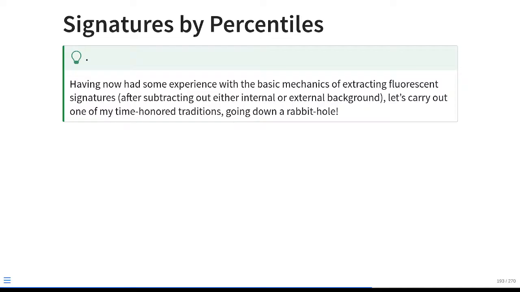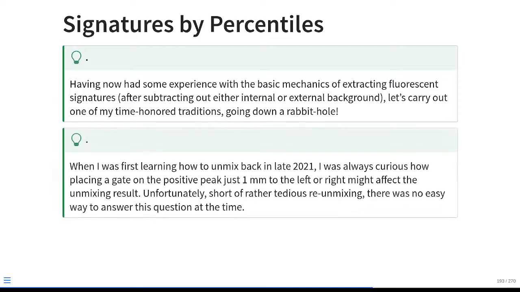So, now that we have some general experience with the basic mechanics of extracting out a fluorescent signature, either using an internal or an external background, let's do one of my time-honored traditions of going down a rabbit hole. So back when I was first learning how to unmix in late 2021, I was always curious, when I'm drawing a gate on the positive peak, what would happen if I had shifted the entire gated region 1 or 2 millimeters to the left and right? Would that have affected the signature, and in turn, would it have affected my unmixing?